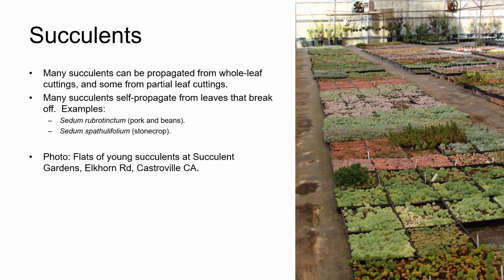Many succulents can be propagated from whole leaf cuttings and some from partial leaf cuttings. A lot of succulents self-propagate from leaves that break off. Examples include Sedum rubrotinctum, or pork and beans, and Sedum spathulifolium, or creeping stonecrop. The photo on the right shows flats of young succulents being propagated at Succulent Gardens, which is on Elkhorn Road on the east side of the Elkhorn Slough, just a few miles south of Watsonville.